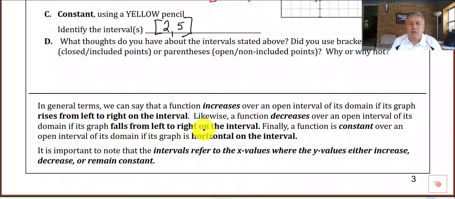And again, our final comment here, in general terms, we can say a function increases over an open interval of its domain if its graph rises from left to right. It decreases if our graph falls as we read from left to right, and it's constant if we've got a horizontal graph. And again, we talked about this. It's important to note that the intervals we're talking about are the x values.